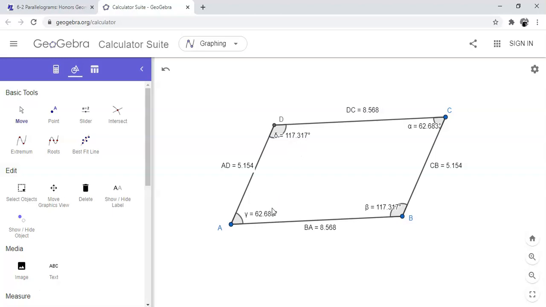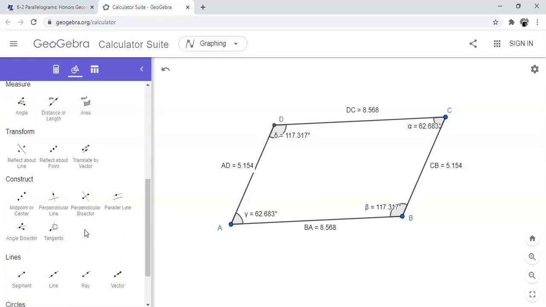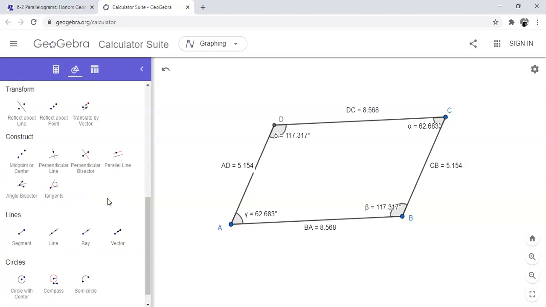So we have four features right now of a parallelogram. We have opposite sides being parallel, of a quadrilateral, and that is by definition. That's just what a parallelogram is. And then we have opposite sides congruent, opposite angles congruent, and consecutive angles supplementary. All right, so what else is true? It gets a little bit trickier from here.